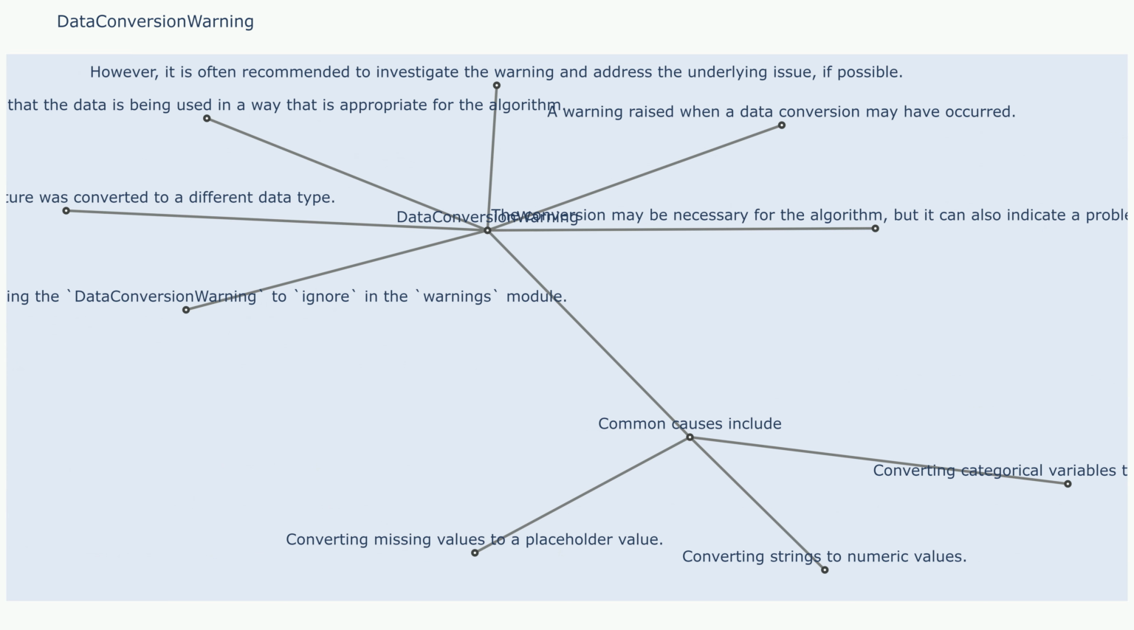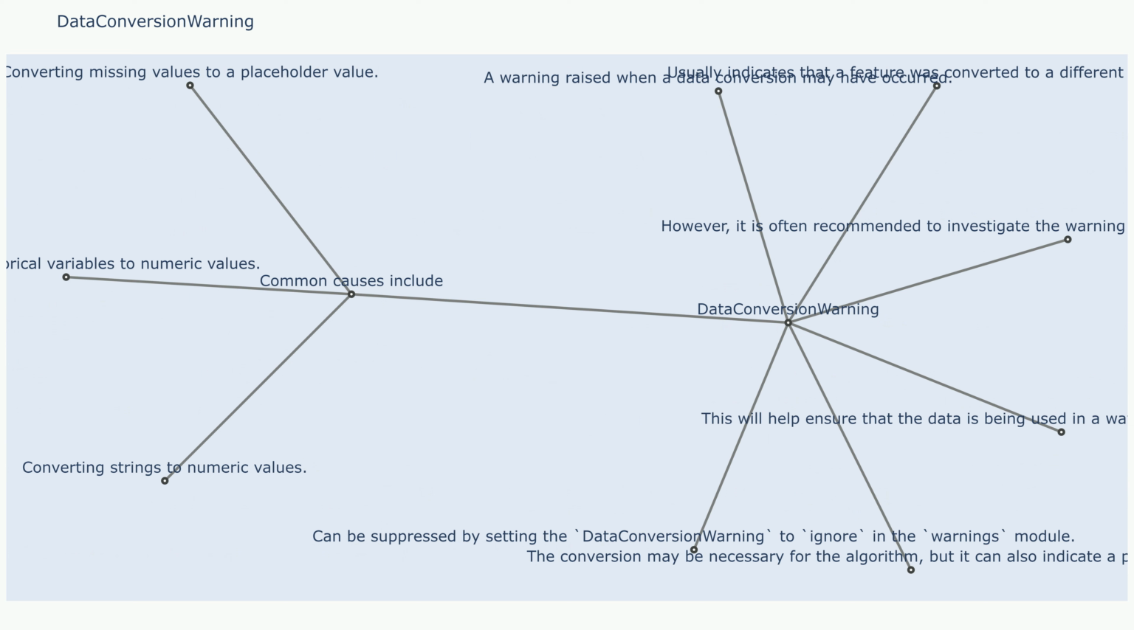In conclusion, the data conversion warning is a friendly reminder from scikit-learn that your data might not be in the optimal format for the function you are using. Understanding the reasons behind the warning and addressing them appropriately is crucial for accurate, efficient, and interpretable models. By being aware of potential data type mismatches, missing values, and scaling issues, you can ensure your data is ready for use in scikit-learn functions. Remember, this warning is your ally in building robust and reliable machine learning models.